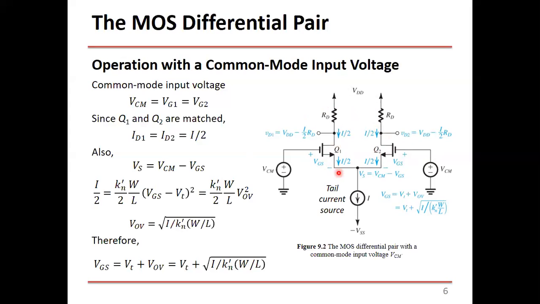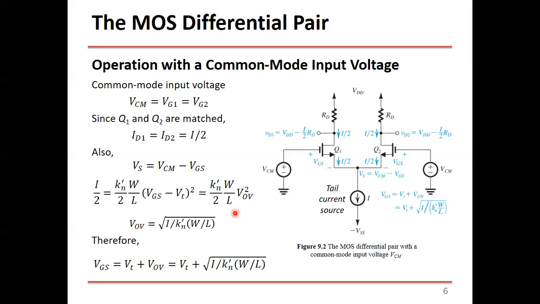So I1 is the same as I2, and I1 is called ID1, and this is the current here, and ID2 is I over 2 as well. Now let's see the voltages. So Vs, which is the voltage here, is the same as here. Vs is the same because they are connected, joined at the source, and is VCM minus VGS. If you do KVL here, the voltage here is this voltage minus this drop here.